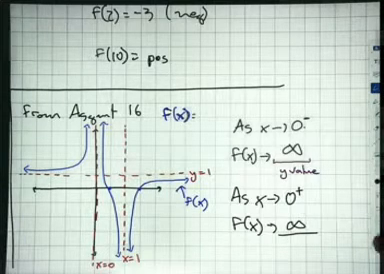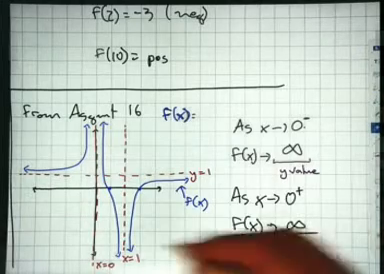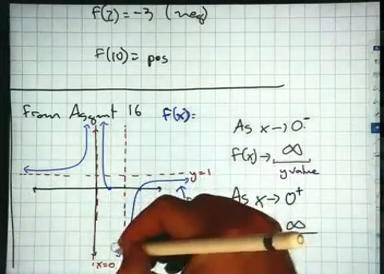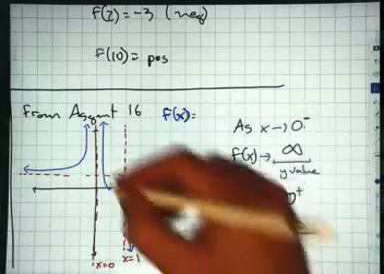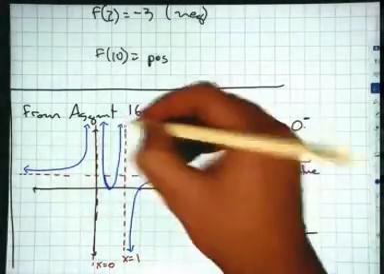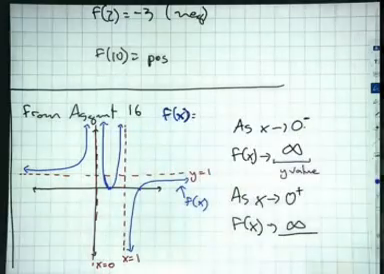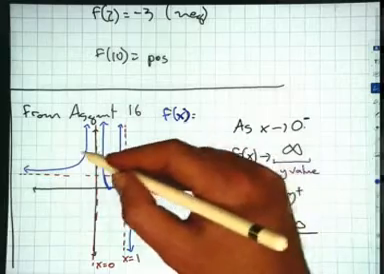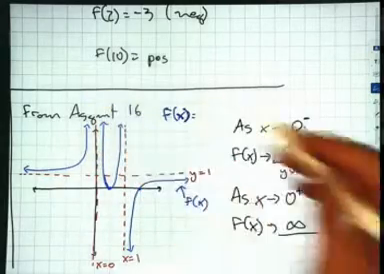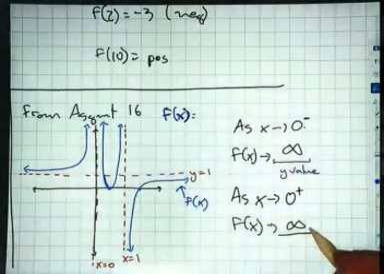Maybe I should have done this graph a little bit differently. Let me change this up just a little bit. So you can see that as x is approaching 0 from either the left or the right, it's approaching the same y value of infinity.